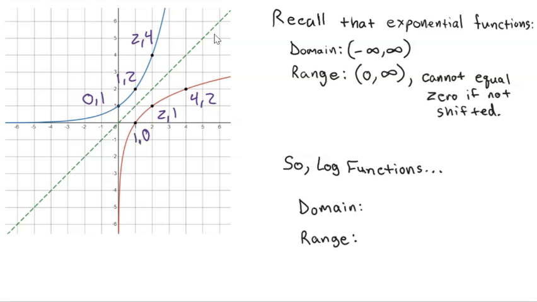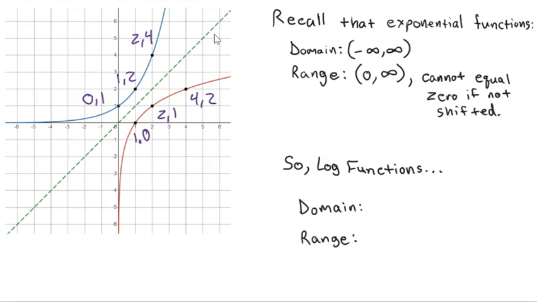And remember, with inverses, you swap the x and the y. (0, 1) becomes (1, 0). (2, 1) becomes (1, 2). (2, 4) becomes (4, 2). And so it is true that logarithmic functions are the inverses of exponential functions.